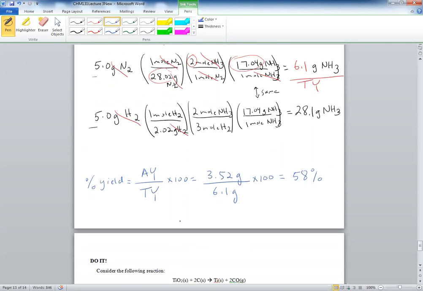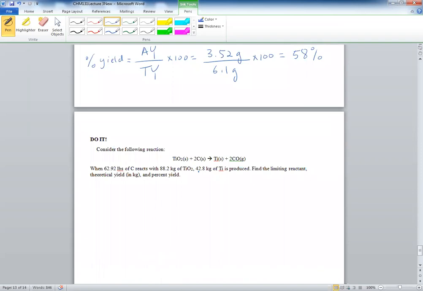So the next problem, we should work on this one. This one has pounds and kilograms. So it's going to involve more dimensional analysis, but it's a good practice. Work on it. Please finish it. And then we will do it when we meet on Wednesday.